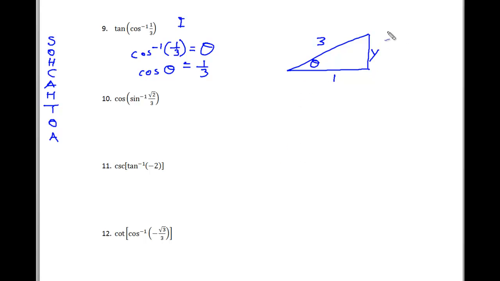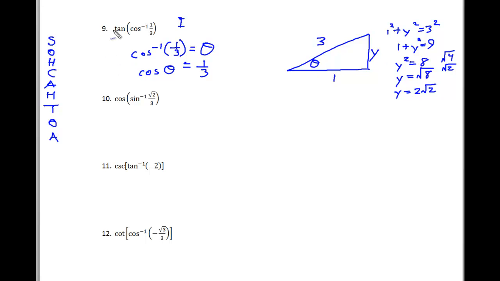y, using the Pythagorean theorem, which is 1 squared plus y squared is equal to 3 squared. We've got 1 plus y squared is equal to 9. So y squared is equal to 8. Take the square root of both sides, y is equal to the square root of 8, which I can break down into 2 square roots of 2, because the square root of 8 is the square root of 4 times the square root of 2. Square root of 4 can be broken down to 2. So our y is 2 square root of 2.